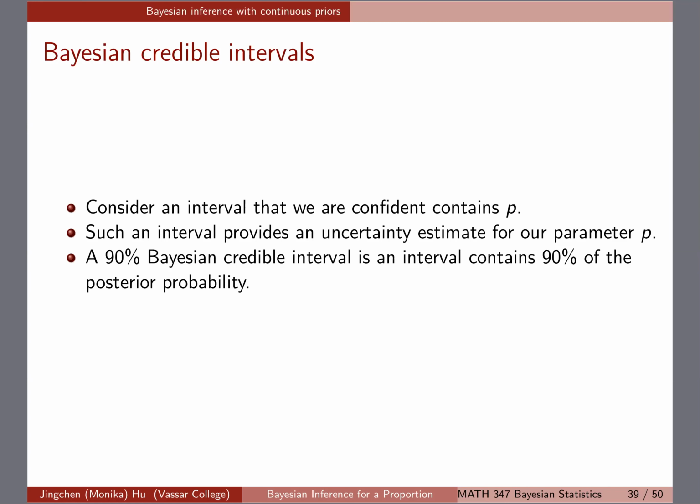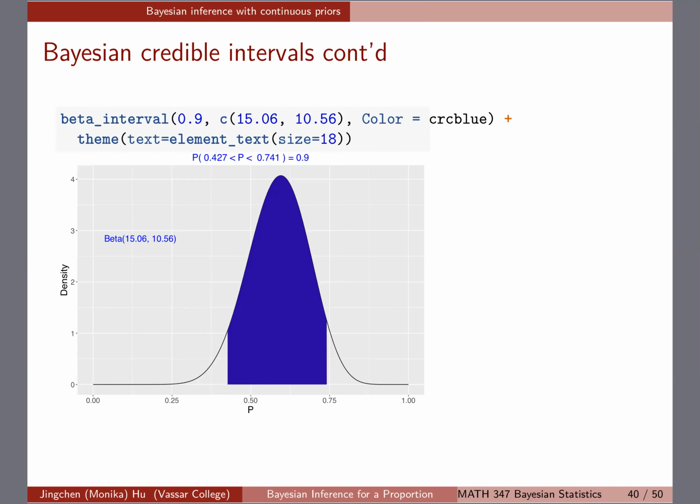All right. So for the exact solution, the prop-based function has this beta underscore interval function. I think I showed you earlier. What you can do is specify the credible level that you're doing. This demonstration is doing 0.9. And then again, you input the two shape parameters. The rest is about the cosmetics of the plot, so you don't have to worry about it now. Once you run this, you can see that it gives you the 90% credible interval on the top. So it's 0.427 to 0.741.